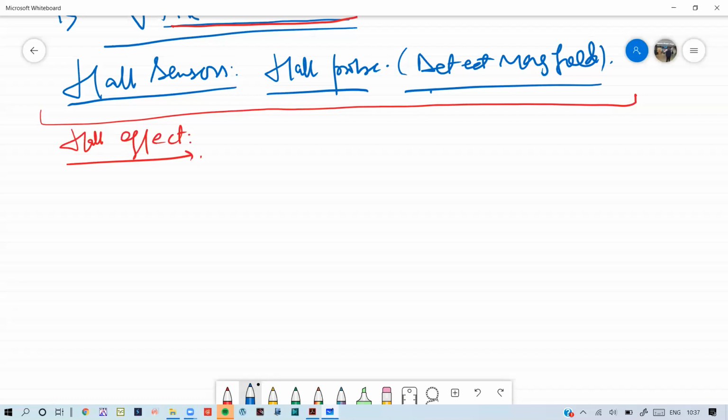You have a sample. Sample means any material. It may be a metal, it may be a semiconductor. So there is a Hall effect in metals as well. We are mainly dealing with semiconductors, so let's assume that the Hall effect is observed in a semiconductor, but there is a Hall effect in metals as well. I have sent you the notes and that material.